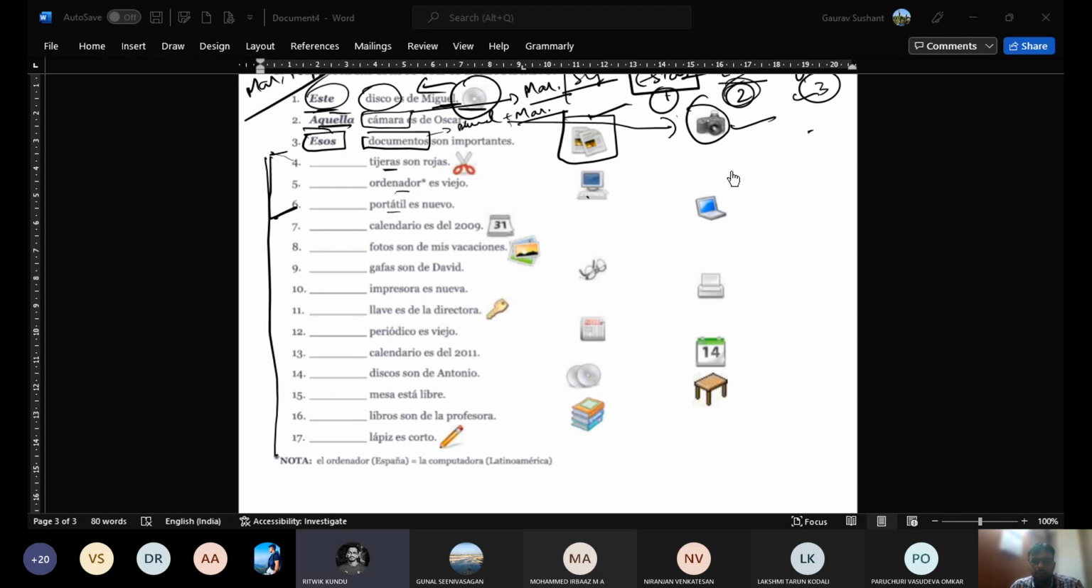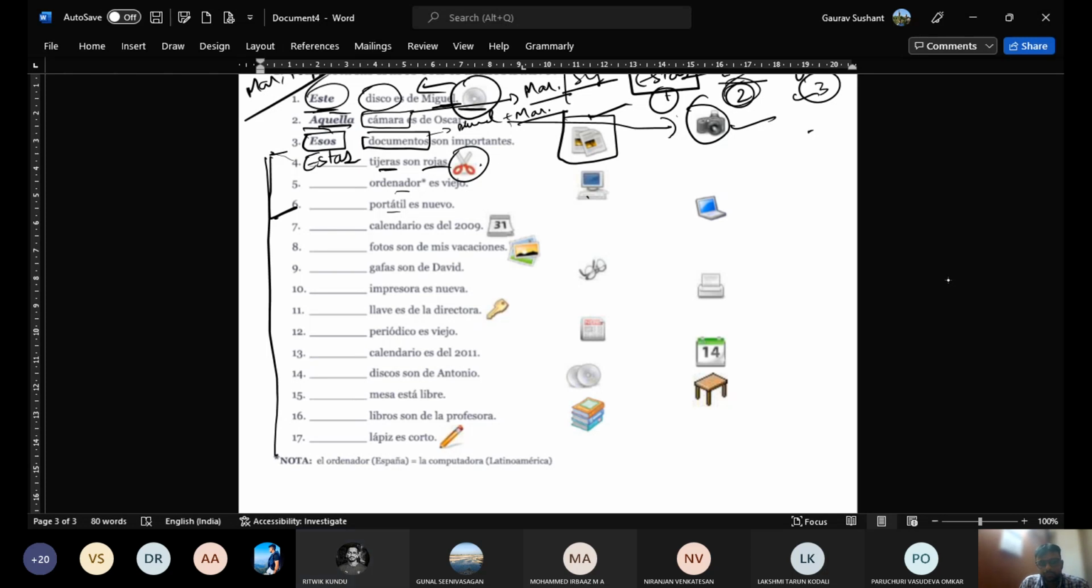Yes, sir. So 4 is estas tijeras son rojas. So this is the closest one, so it will be the este group, and estas tijeras son rojas. Tijeras, you got the meaning with the image? Scissors. Yeah. Scissors are rojas, the color red. Yes, sir.